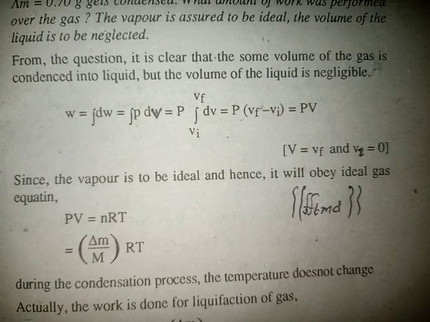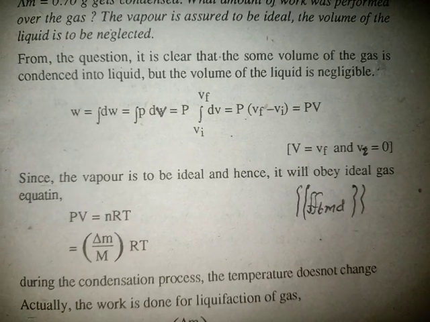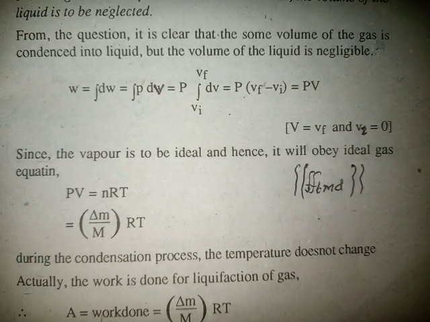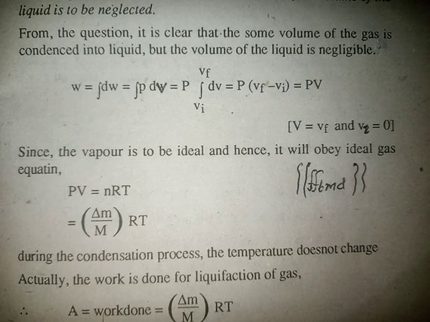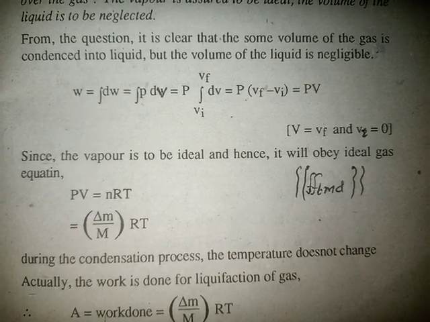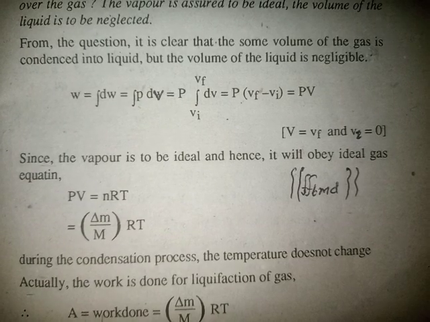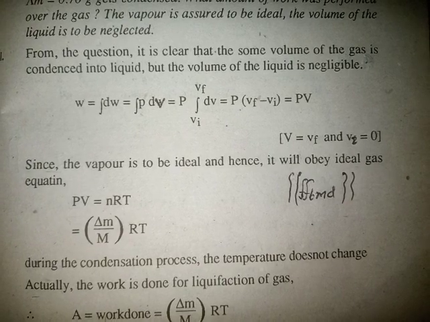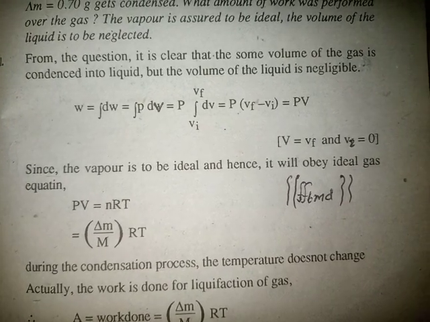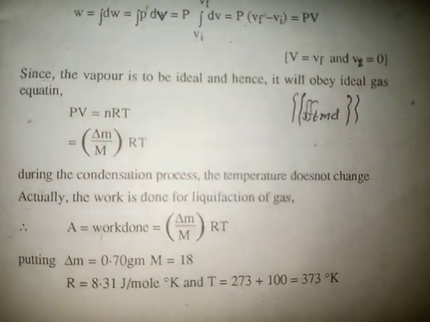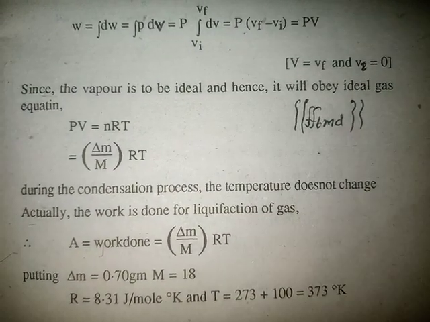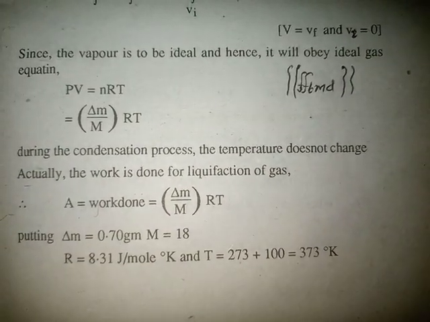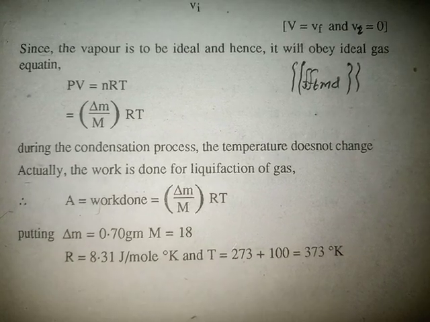From the question, it is clear that the gas is condensed into liquid, but the volume of the liquid is negligible. Hence, work W equals integral of dW, equals integral of P dV, equals P integral of dV from VI to VF, equals P into (VF minus VI) equals PV, because V equals VF and VI is equal to 0. Since the vapor is ideal, it will obey the ideal gas equation, PV equals nRT equals delta m by M into RT.